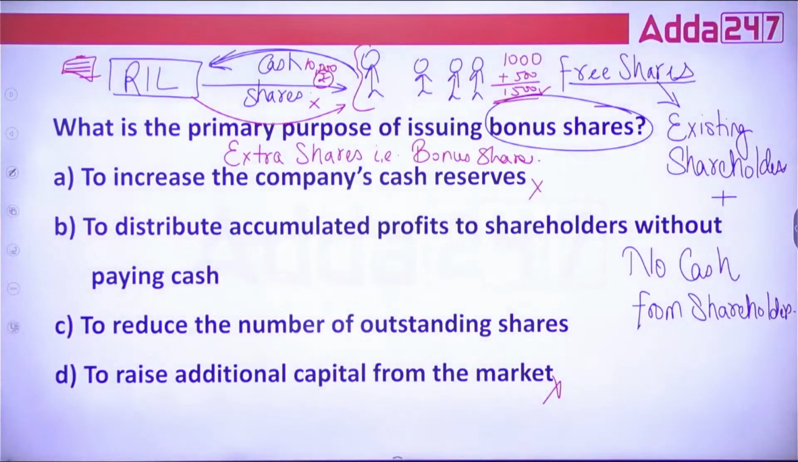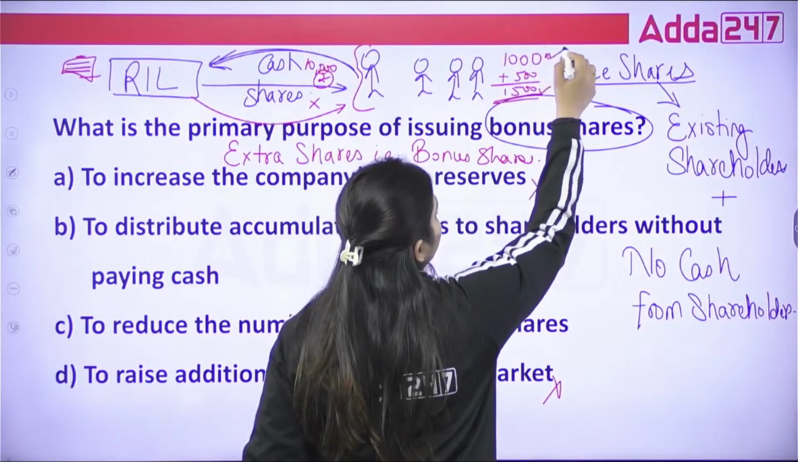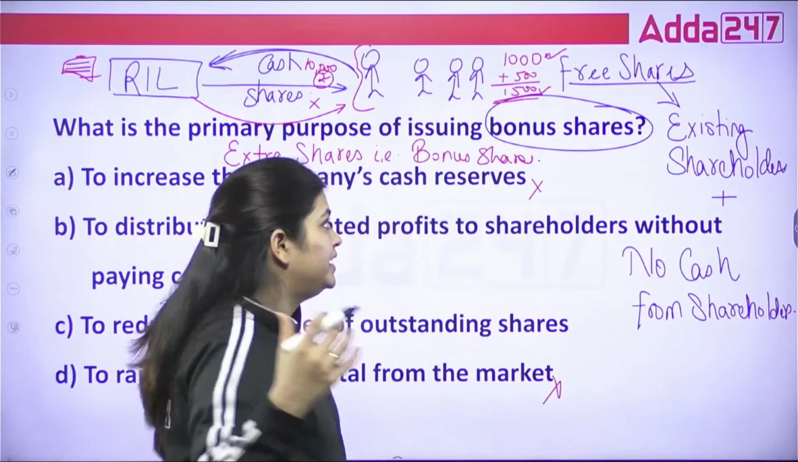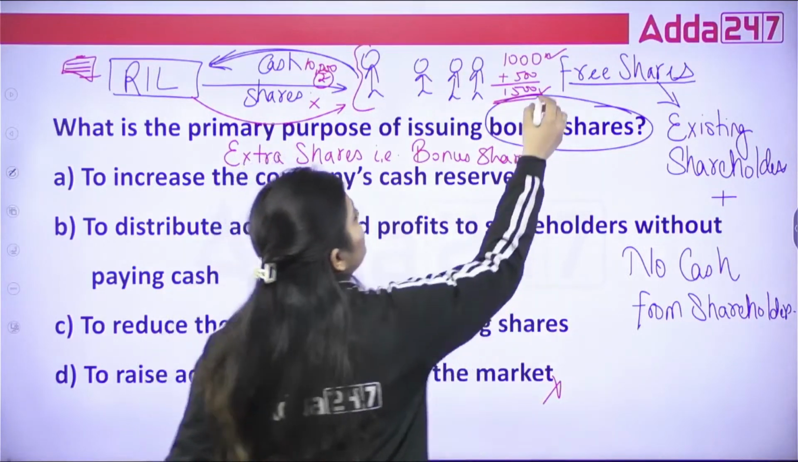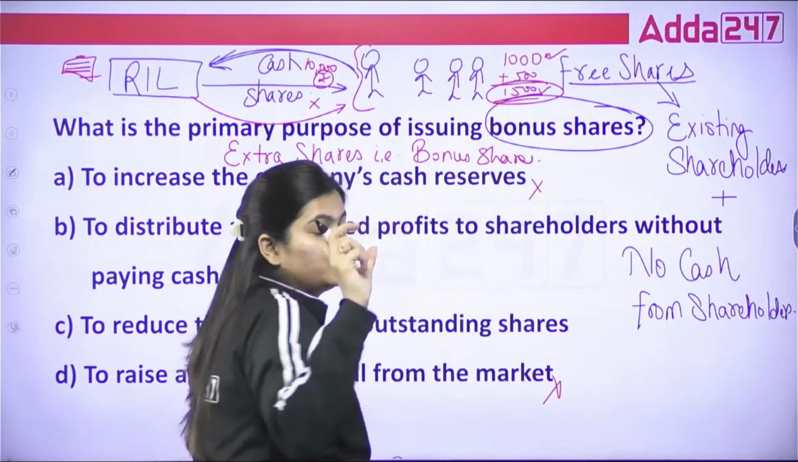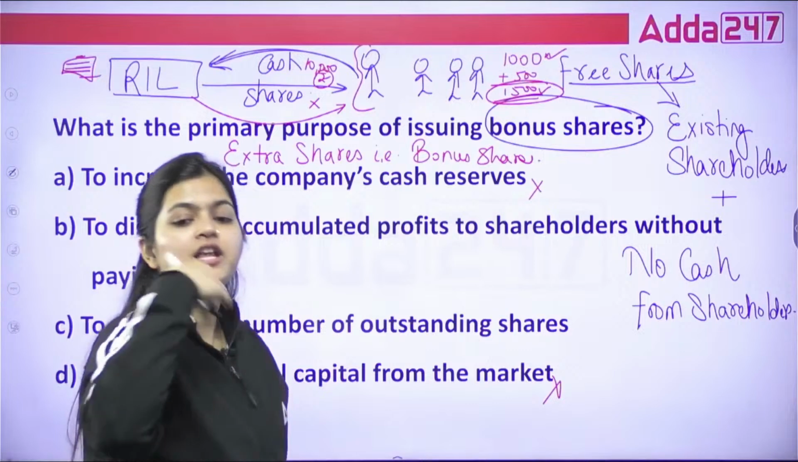Then coming to the third one, to reduce the number of outstanding shares. Again, the answer is no. As you can see, they used to hold 1,000 earlier, but after issuing 500 free shares, their shareholding increased from 1,000 to 1,500.